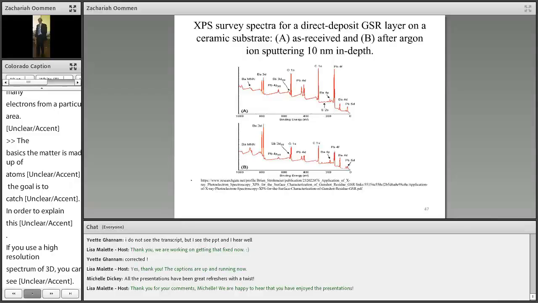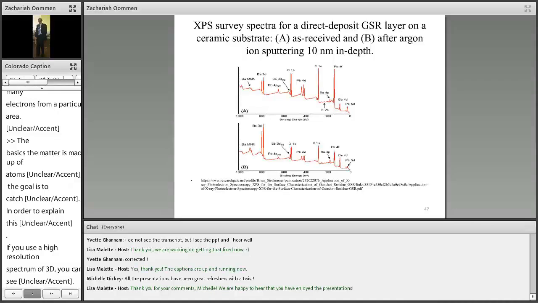This is also not from my experiment, but for academic interest. So this is the actual GSR layer XPS spectrum. Here you can see several peaks for lead, barium and antimony. For lead itself you have 1, 2, 3, 4 peaks. Similarly for barium and antimony. And this is the spectrum for the as received sample. And this is the sample after sputtering.